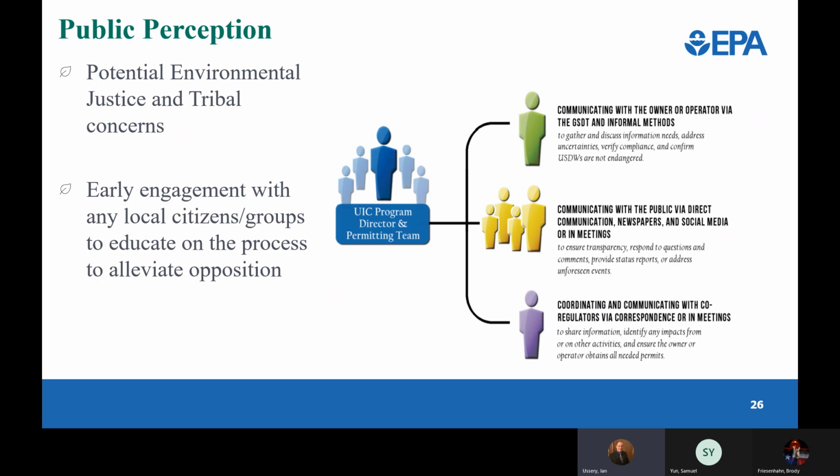Coordination with co-regulators of other injection well classes, also public drinking water utilities, other federal, state, tribal, or local authorities may be essential at various stages of the Class 6 project. This is definitely a component that we want to make sure to keep on everyone's mind when it comes to dealing with a Class 6 project.